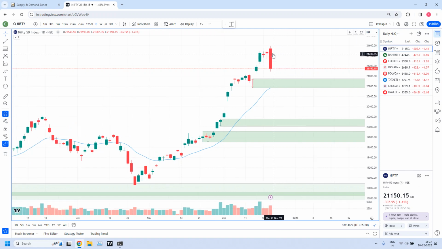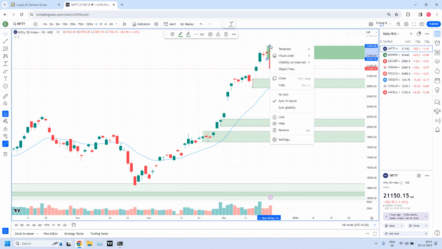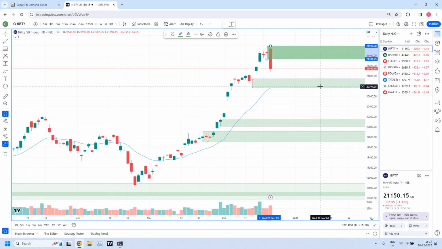After that, a supply zone is created. We have a leg-in candle because there is a gap. If you add the hidden body, this entire candle is a leg candle. So we have a leg-in, we have two base candles, and today we have a drop candle on the daily time frame. So we can draw a daily supply zone.